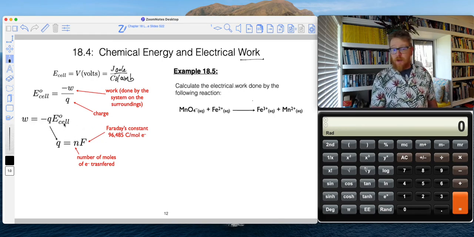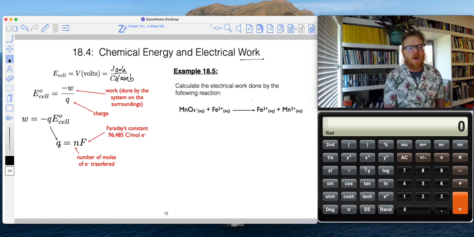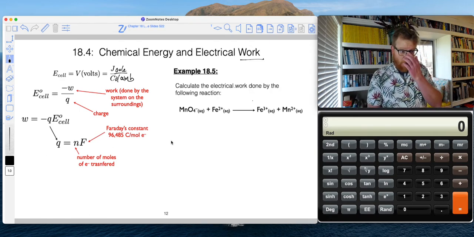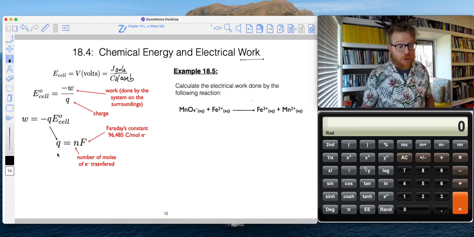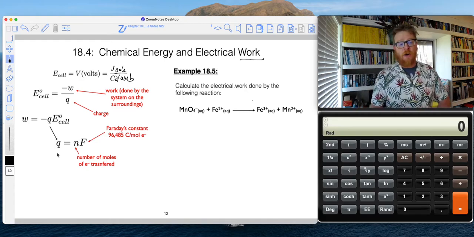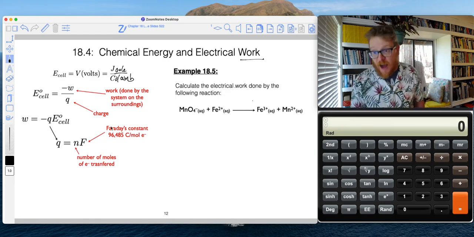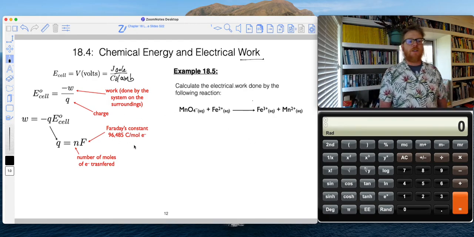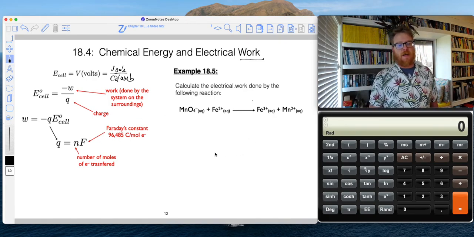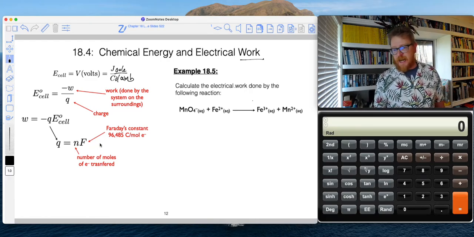So we have a way of calculating standard cell potential. But what about calculating the charge? As it turns out, the total charge delivered by our cell is going to be the number of moles of electrons transferred, N, times F. We'll do a sample problem here to see how we get that number. And this F is Faraday's constant. I'll speak a little bit more on where Faraday's constant comes from, but for now we'll just treat it as a constant: 96,485 coulomb per mole of electrons.